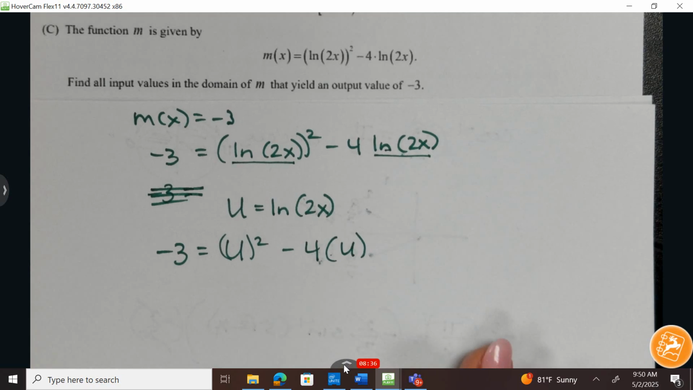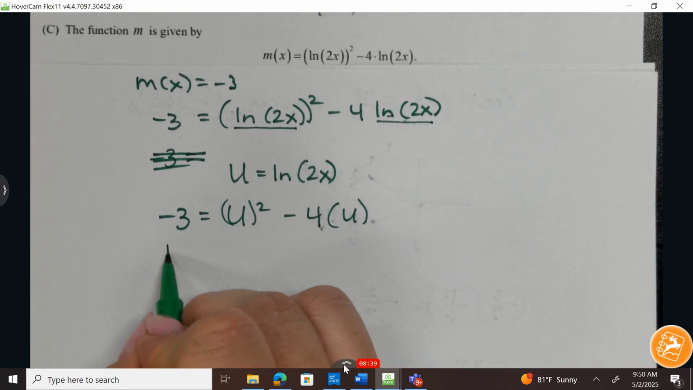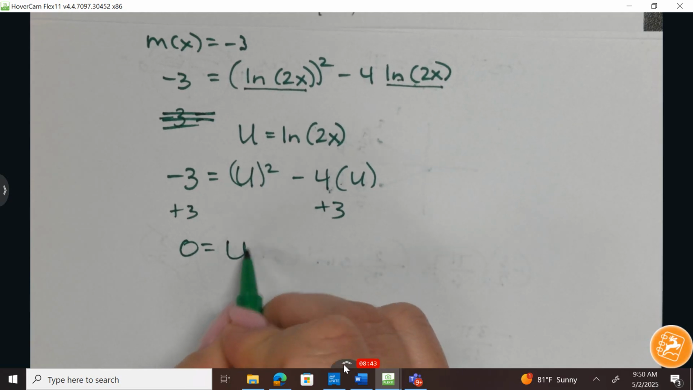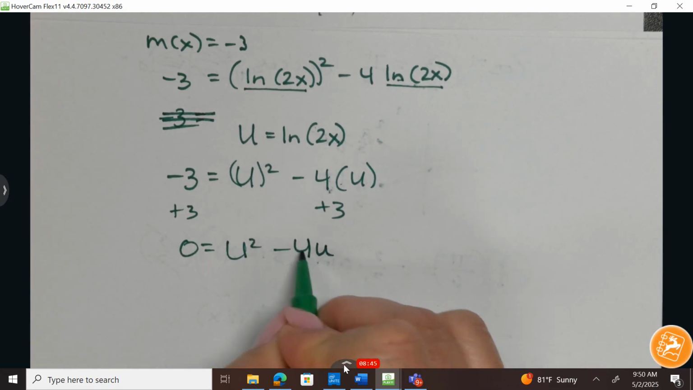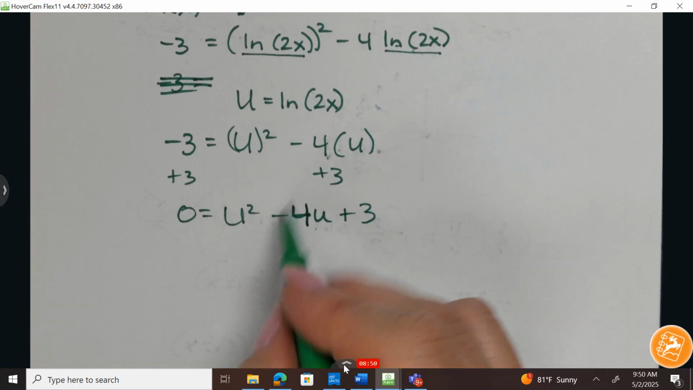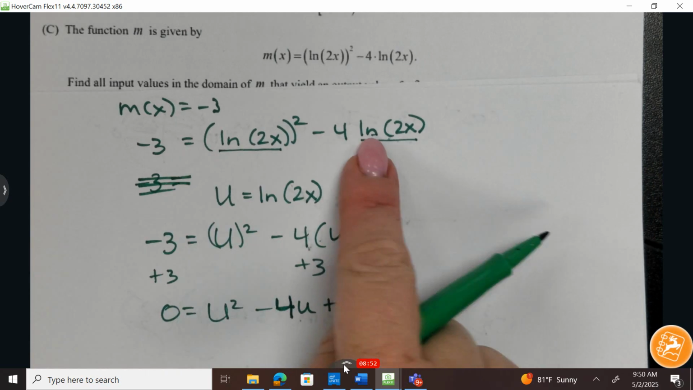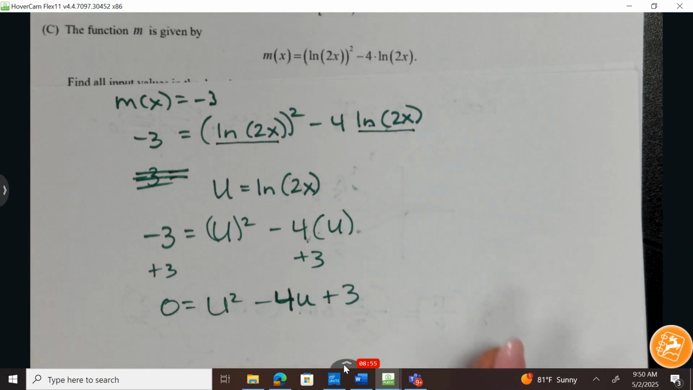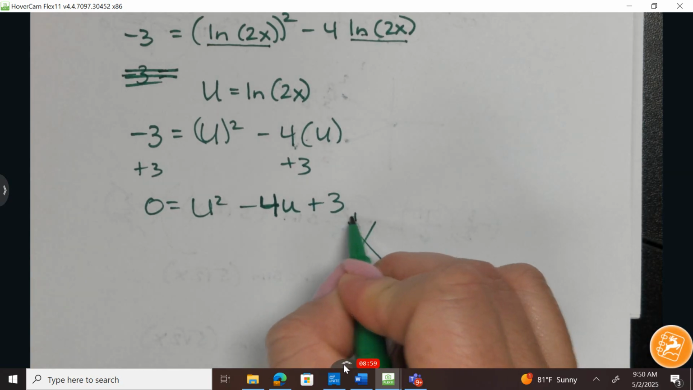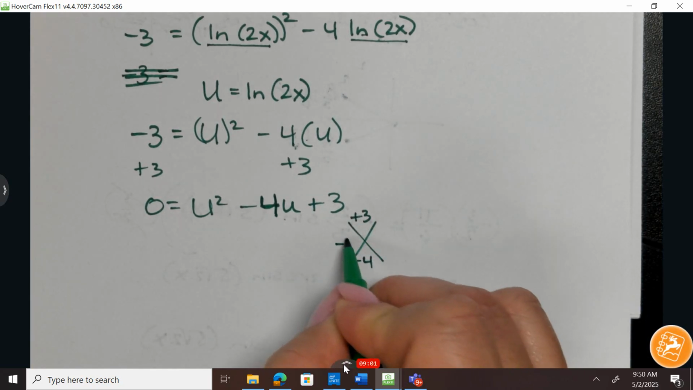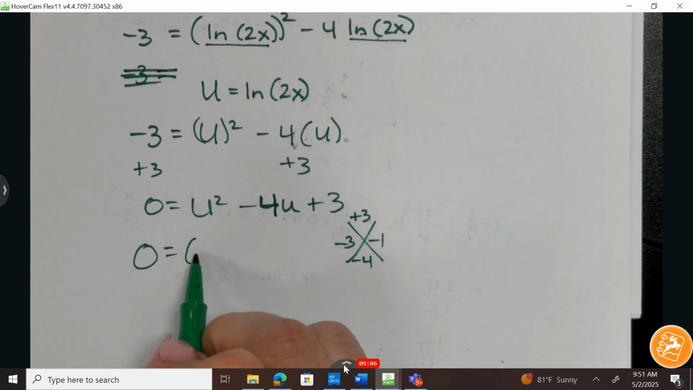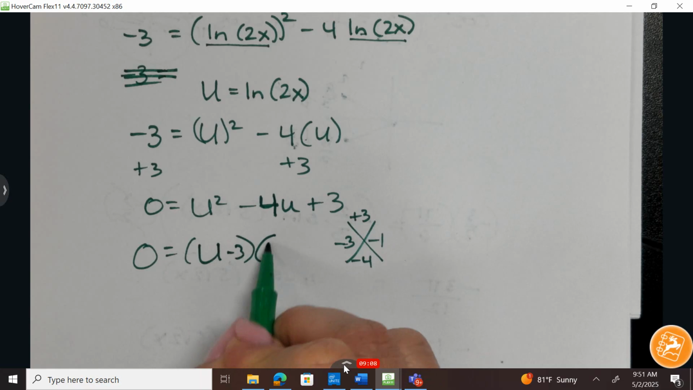Okay, so now we're going to add 3 to the opposite side. We have nothing left on the left, and I have u squared minus 4u. Oh, I got to make that a 4u plus 3. Okay, let's factor and solve here for u, and then we'll come back to this problem knowing that u is really equal to the natural log of 2x. So what multiplied is equal positive 3 and combined is equal to negative 4? That'd be negative 3 and negative 1. So I have u minus 3 and u minus 1.